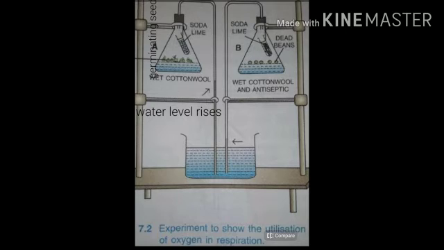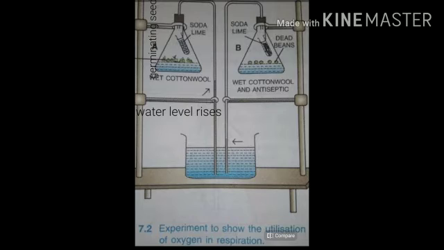So here I like to tell you that setup A is experimental setup because all the conditions are provided, germinating seeds are there, and setup B is a control setup because here we have taken boiled beans. Now children, let's understand why soda lime is taken. Soda lime absorbs carbon dioxide. This setup is left for few days. After few days, what do we observe?